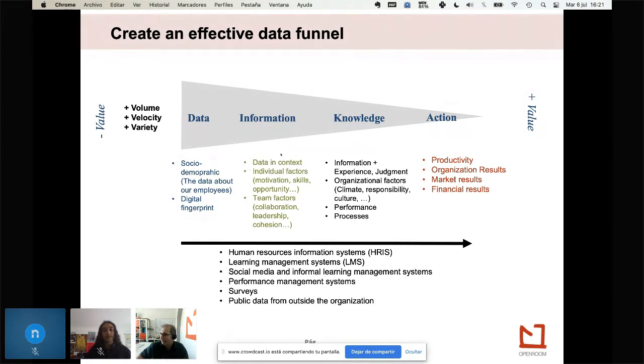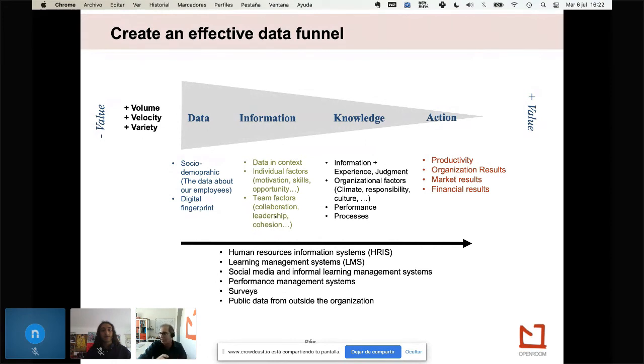And then the individual factors, motivation, skills, opportunity, and the team factors are also really important, collaboration and leadership cohesion. So we need to get this information. Usually we get it from the manager, but there are also different ways that we can get this. We start to get data and put it in a context. A survey, for example, is where you get the data and you put it in context, so you have information. But this is not really the most valuable information that we have.